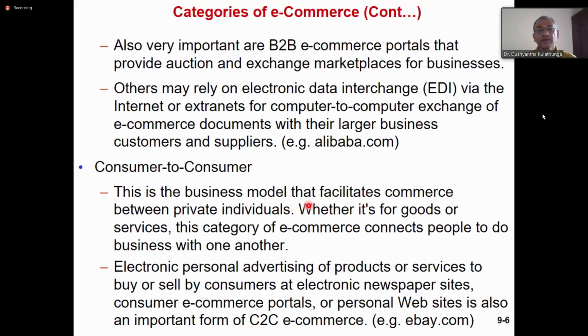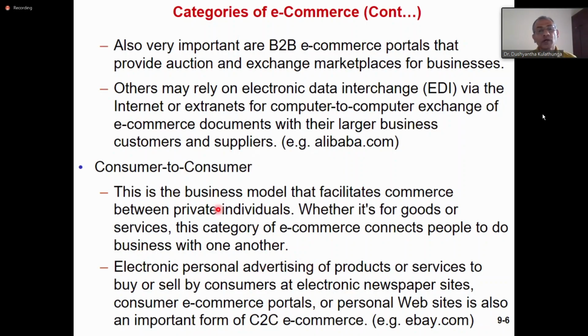This is the business model that facilitates commerce between private individuals. Whether it's for goods or services, this category of e-commerce connects people to do business with one another. So the transactions can be related to goods or services. Whatever it is, this category basically connects individual consumers with other individuals for performing business transactions.